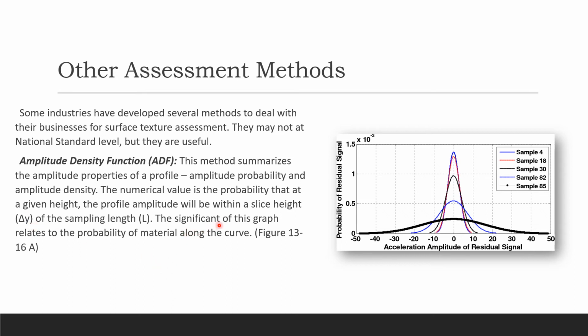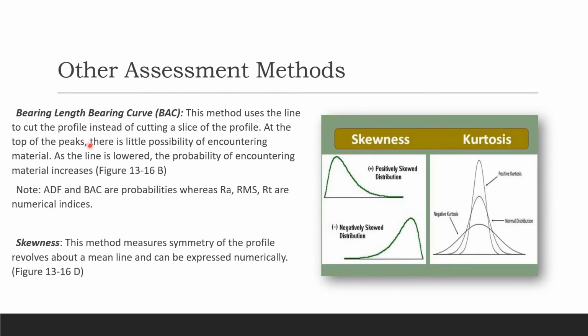Anyway, the significance of this graph is that it relates to the probability of material along the curve. Varying length, varying curve, so BAC, another probability graph. If you know which one is a numerical method and which one is a probability method, you're okay. There are only two probability methods: that's your ADF and BAC.